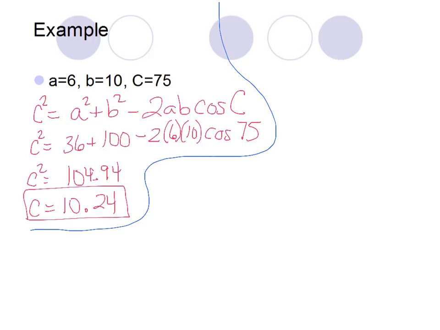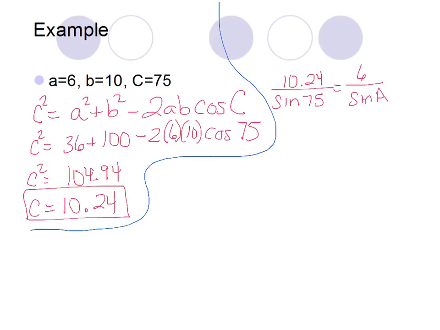Let's go find an angle measurement. I've got matching C's now. I'm going to use 10.24 over the sine of 75 equals, I guess I'm going to go with my A's, 6 over the sine of A.